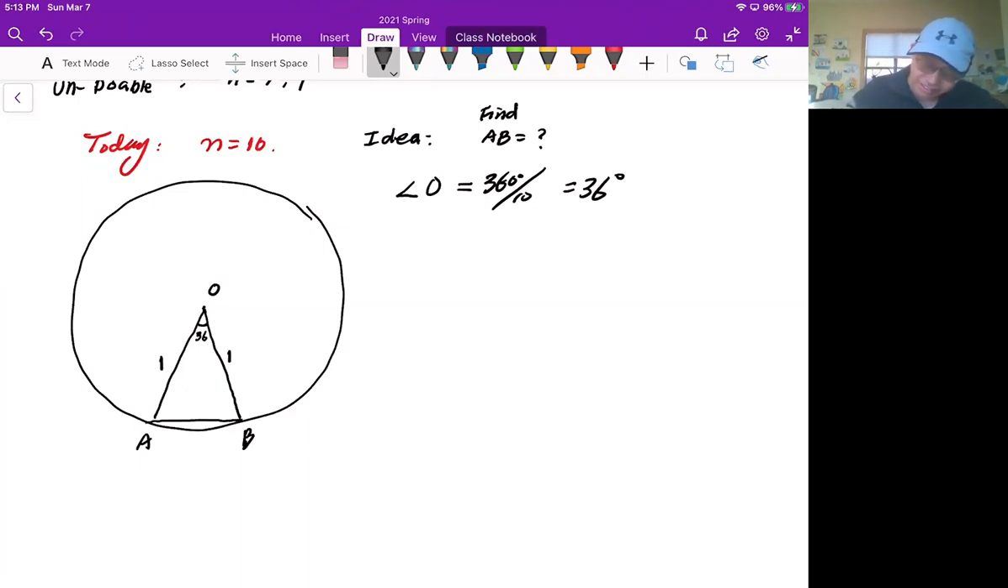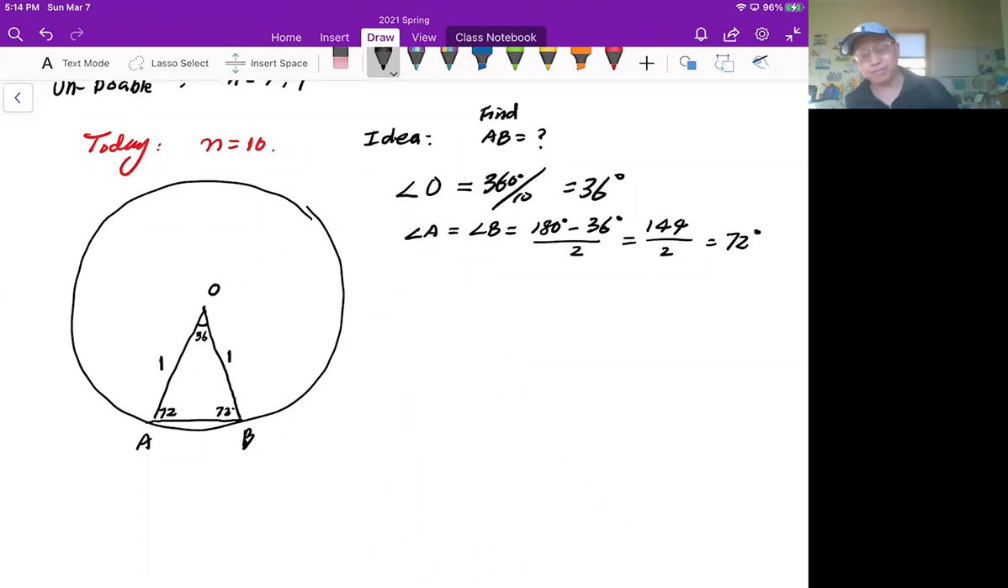How about these angles here? Angle A and angle B are the same. Does it make sense? So I get 180 minus 36, divided by 2. That's 144 divided by 2, which is 72 degrees. So I get 72 degrees. Now you should be able to figure out AB, okay?